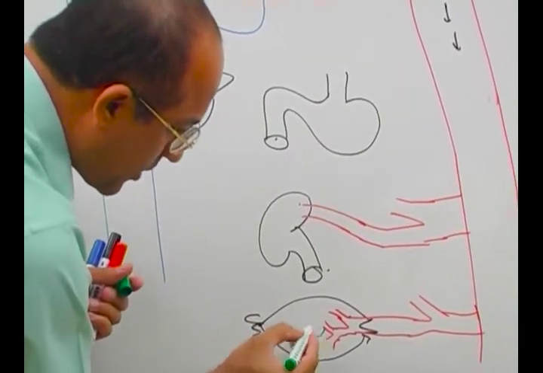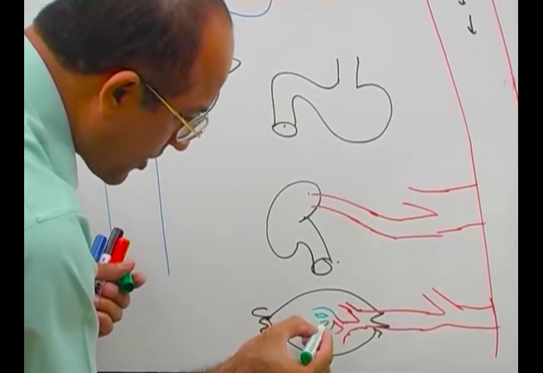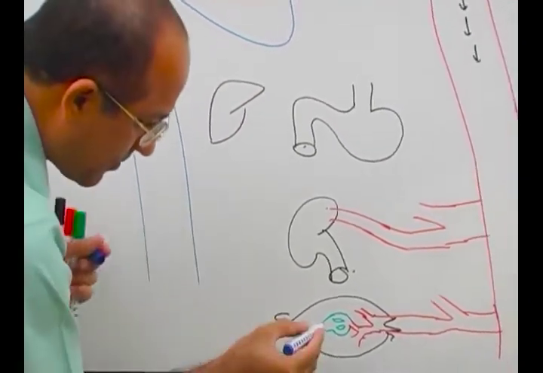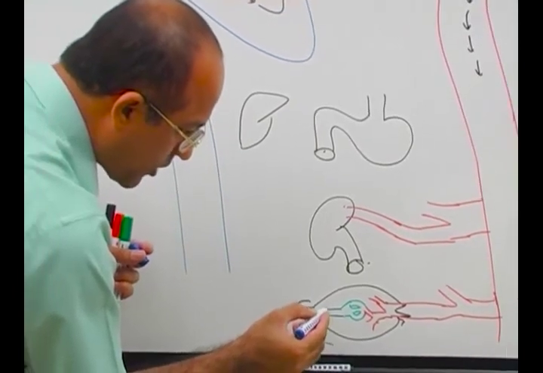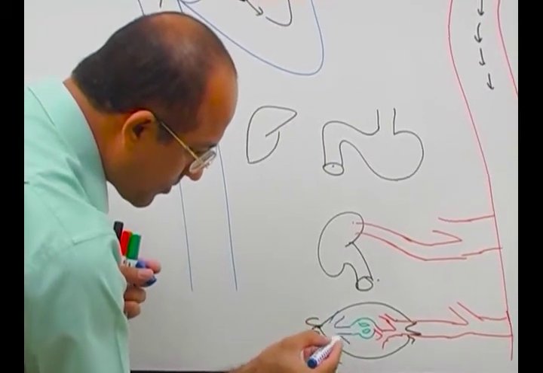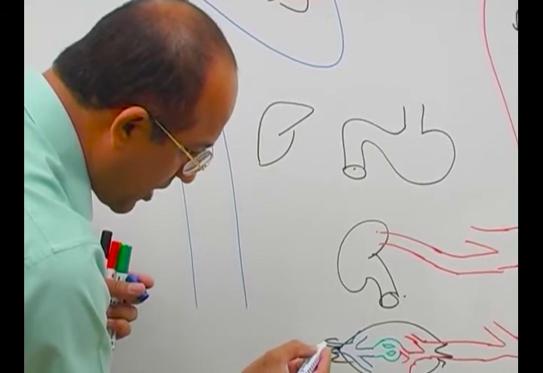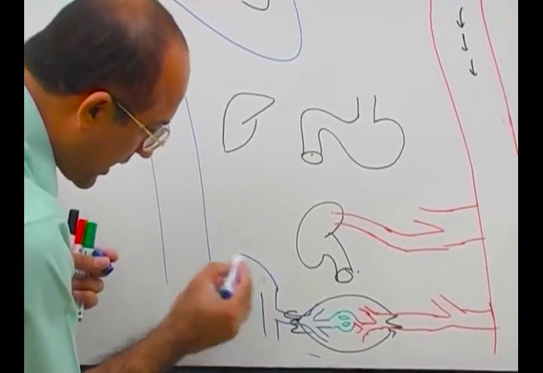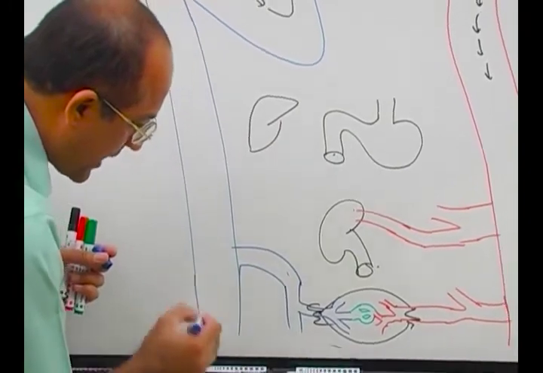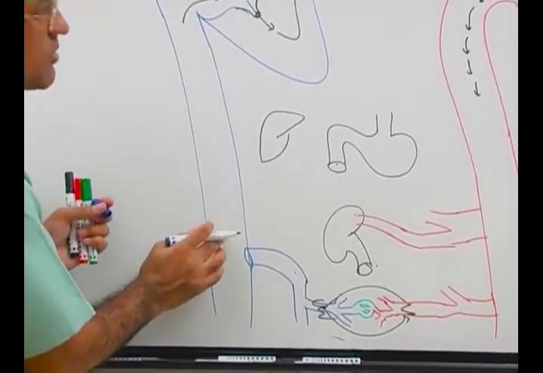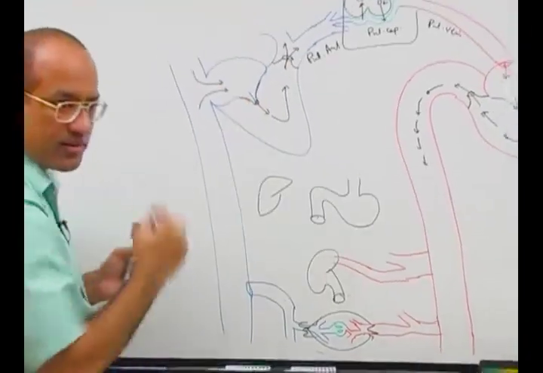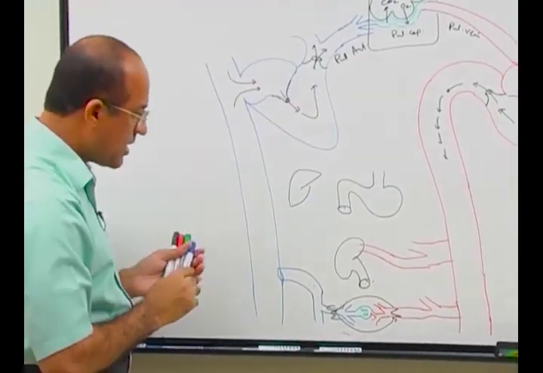Meta-arterioles, and meta-arterioles will eventually break down into what? Capillaries, and capillaries will collect into venules, and venules will collect into small veins, and small veins will become part of large veins, and large veins will drain into the caval system. Here the inferior caval system, and the blood which has gone to the upper part of the body into the superior caval system.